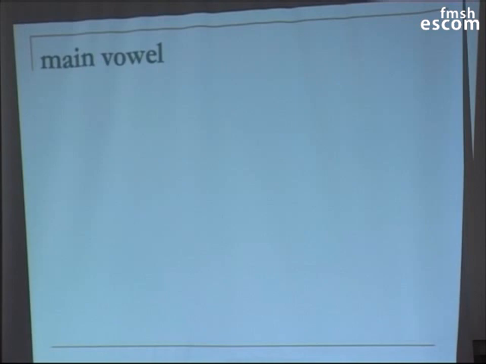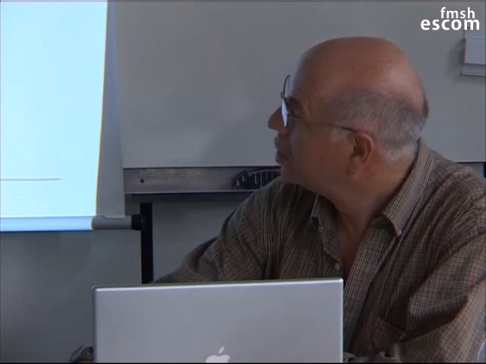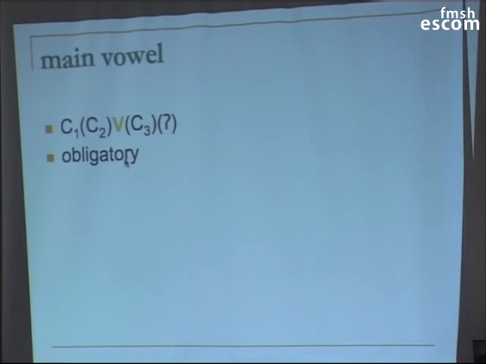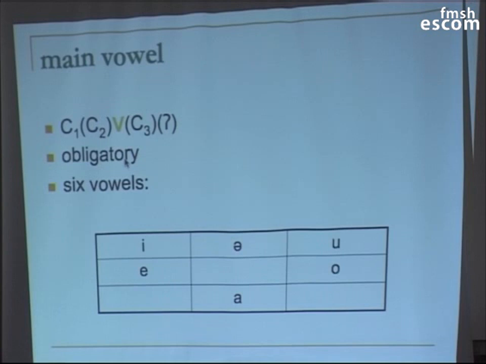Next position is the main vowel. What you see here is a V, and that is obligatory. If you've got all syllables, I've got to have it. And there are six vowels, as Bill was telling you this morning, just the six vowel system. And these are the six vowels. So three high vowels, two mid, one A, one O, and one low vowel, A. Very simple and typologically natural and widespread vowel system.